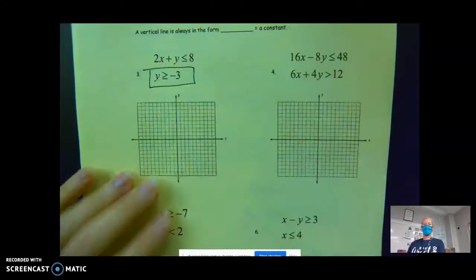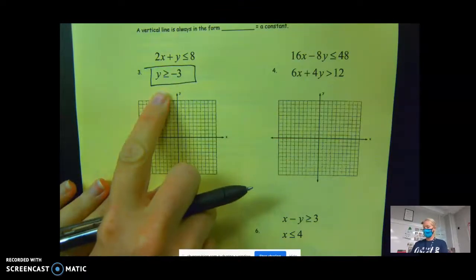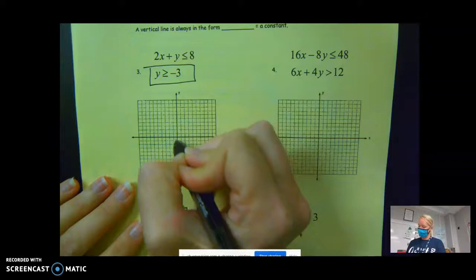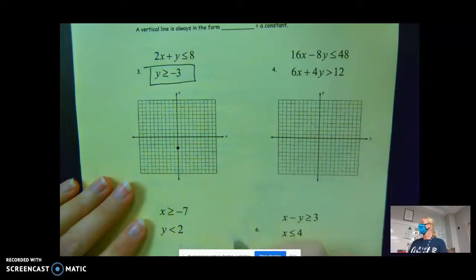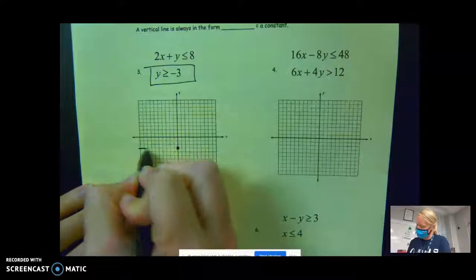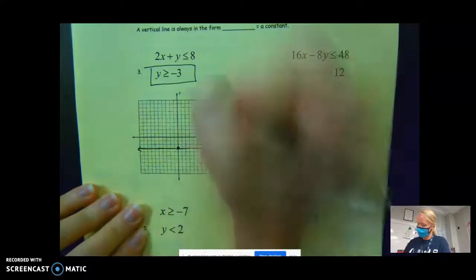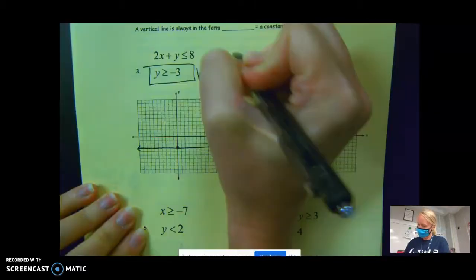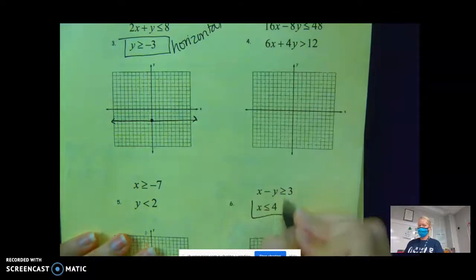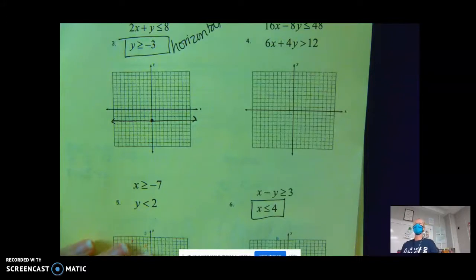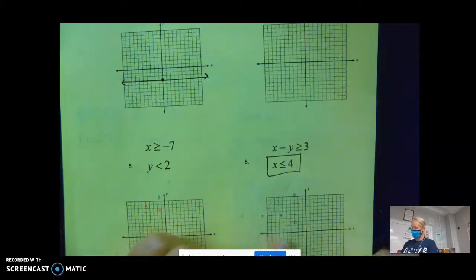Next page real quick. I just want you to draw this. We're not going to do these problems. Put a box around this guy. Y is greater than or equal to negative 3. So this is where y is negative 3. I just need for you to know that that is a horizontal line. If it's a y equals line, it's horizontal. Down here on number 6, it's an x line. So if a y equals line is horizontal, what would an x equals line be? Vertical. So down here, I have an x equals, or x is less than or equal to 4.